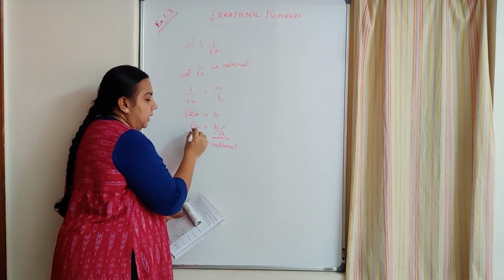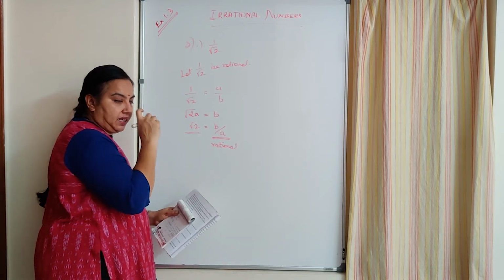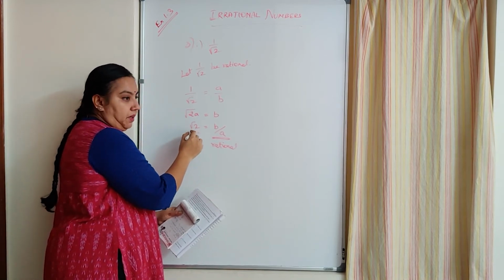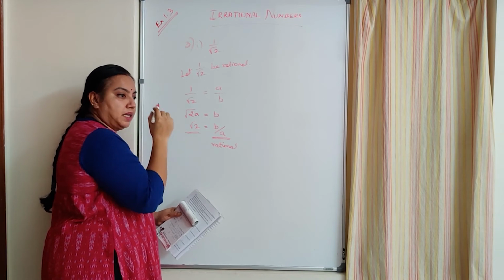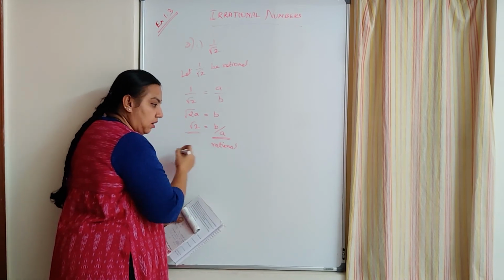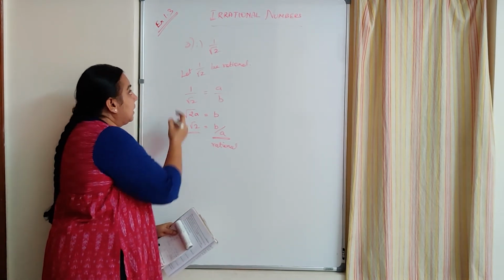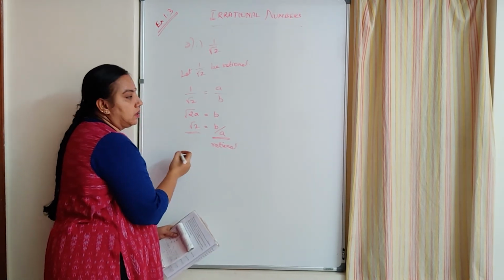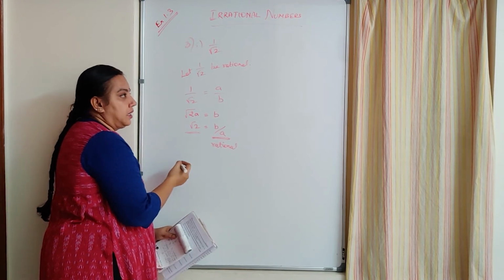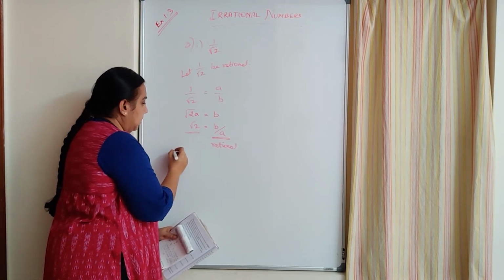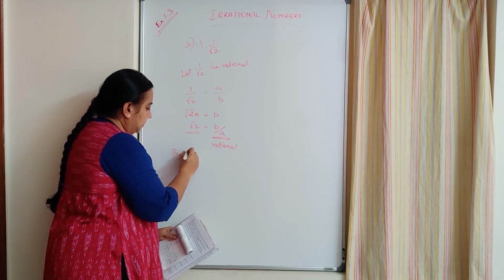But again, we know that already square root of 2 is an irrational number, because 2 is a prime number. Any square root of a prime number is an irrational number. So this is not possible. By contradiction theory, we can say that even 1 by square root of 2 also is not a rational number. It becomes irrational.